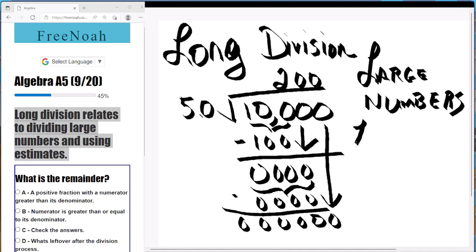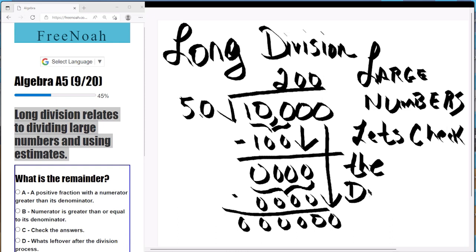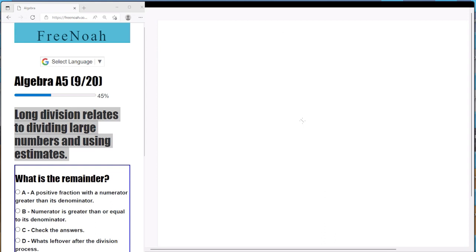All right, now let's check our answer. Recall that a few videos prior I stated that multiplication is the opposite of division, and we use multiplication to check our division. All right, and so we have 200 times 50. All right, so 200 times 50.